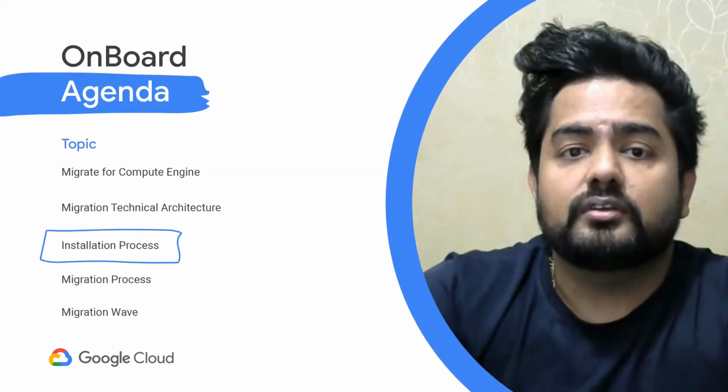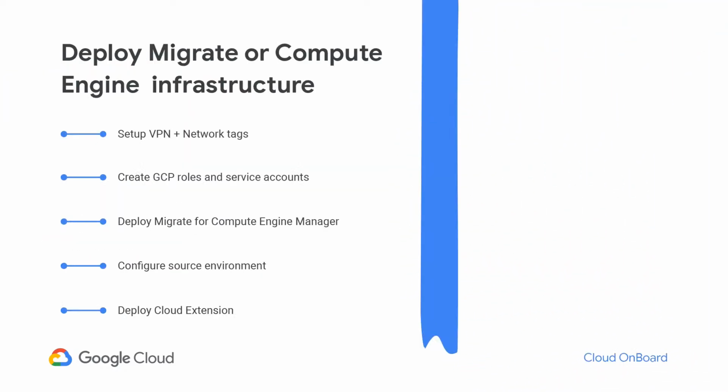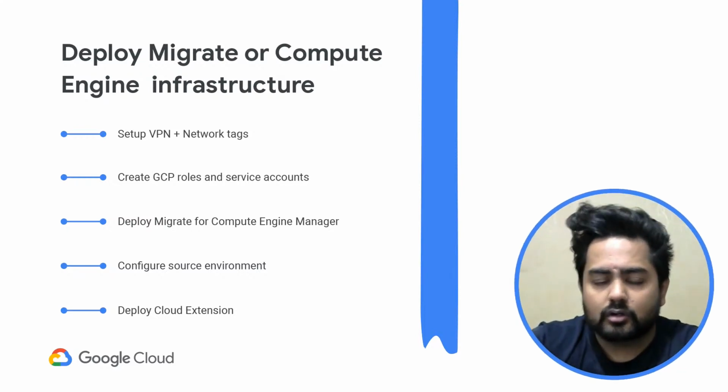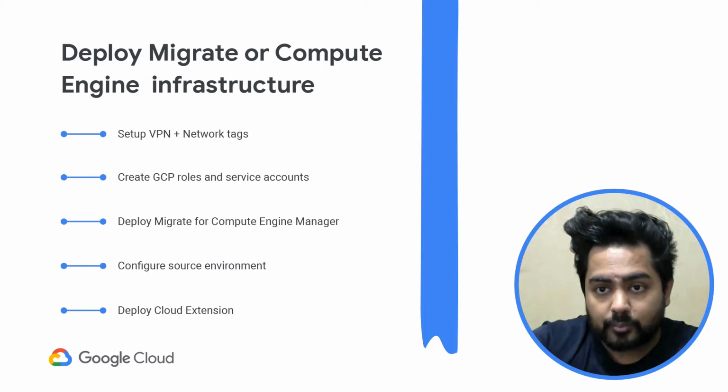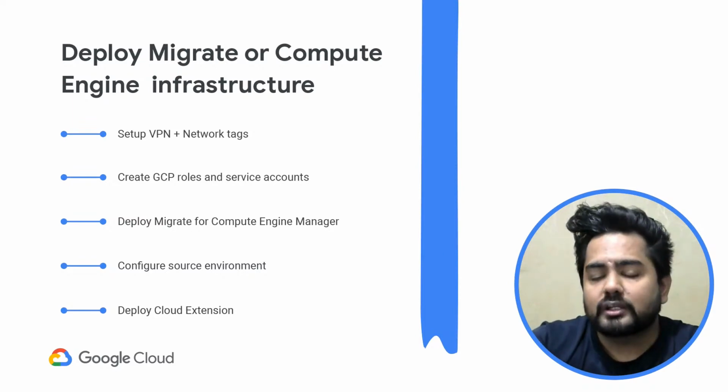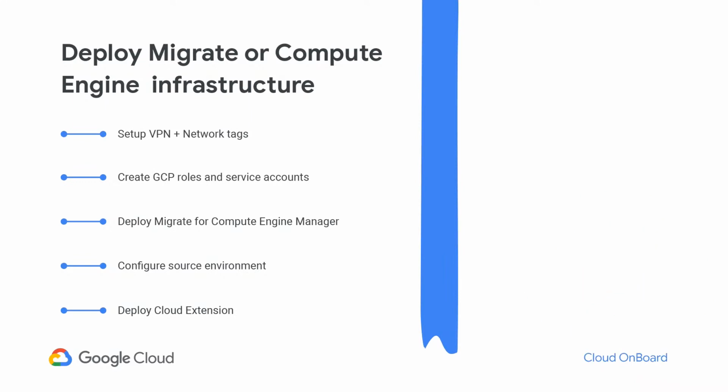The next one is the installation process. Now, to deploy Migrate for Compute Engine, you need to go through a couple of steps. It uses a secure VPN tunnel or some kind of interconnect to connect to your source environment. It requires some specific rules that you have to set up before the migration can begin. Once the network is set up, you will be required to create some roles and service accounts. If you remember, Migrate for Compute Engine can use these to create the Google Cloud resources. You can deploy the Migrate for Compute Engine manager from the Google Cloud Marketplace in just a few clicks. Pretty easy. So you can deploy those appropriate appliances based on the source environment.